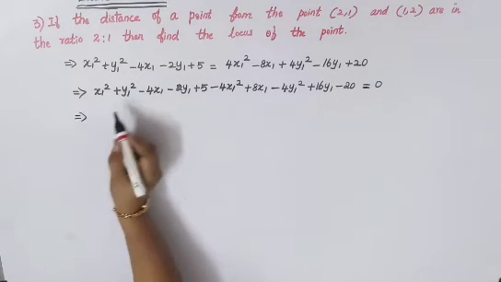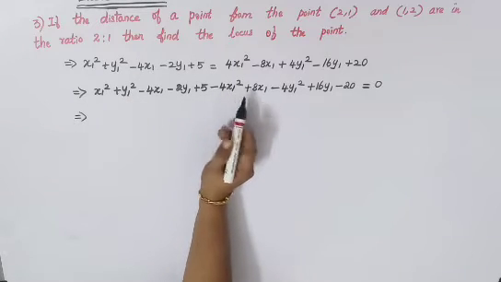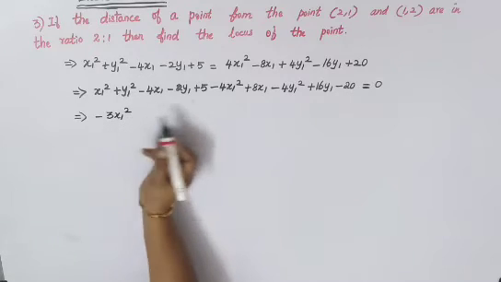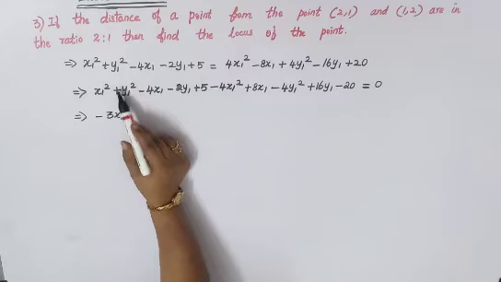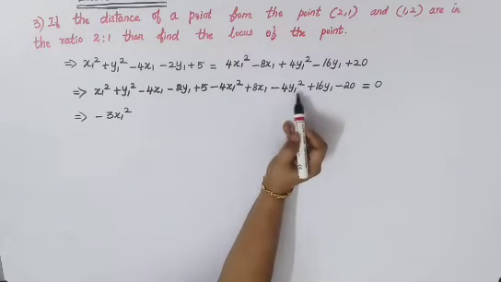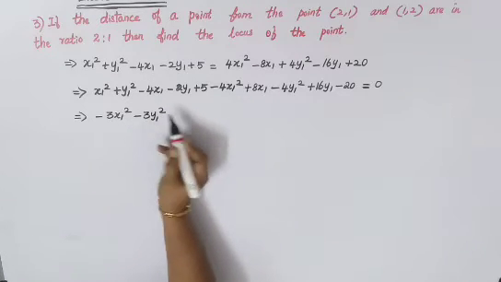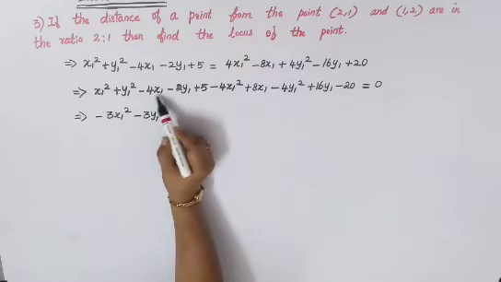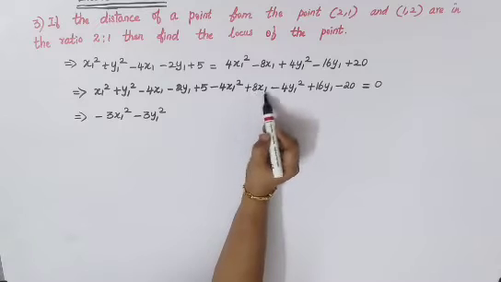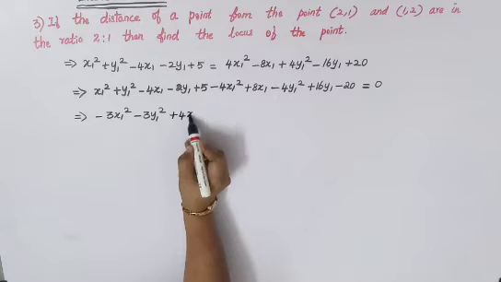So that implies here x1 square is there, here minus 4x1 square, so subtracting you will get minus 3x1 square. Now search for your y1 square. So 1y1 square is there, here minus 4y1 square is there, so again subtracting you will get minus 3y1 square. Now searching for your x1 terms, here minus 4x1 is there, here plus 8x1 is there, so subtracting you will get plus 4x1.